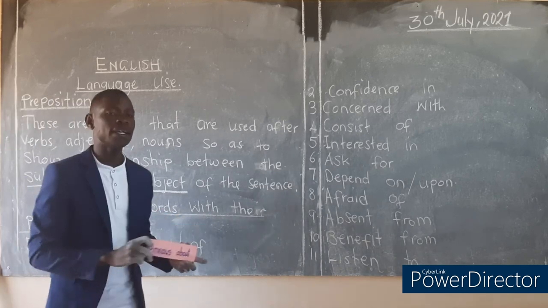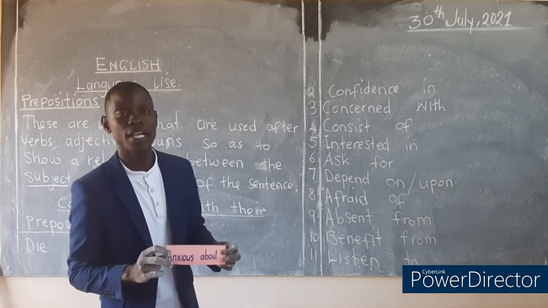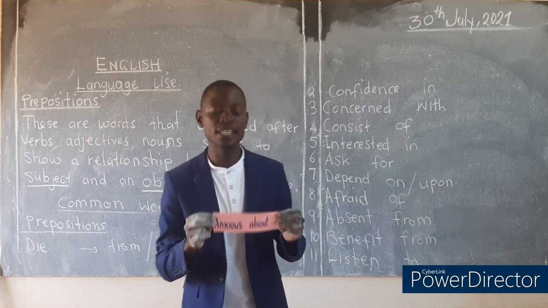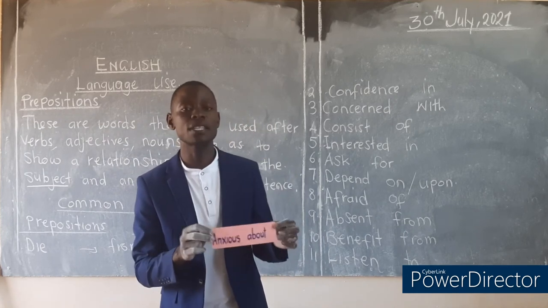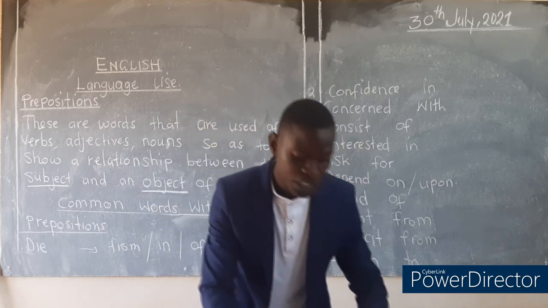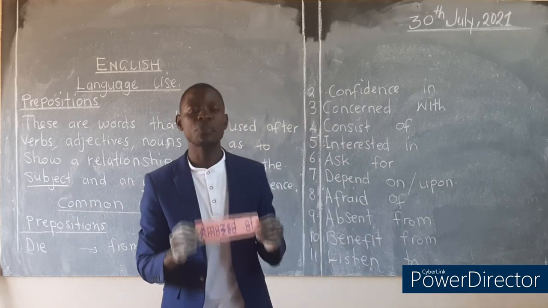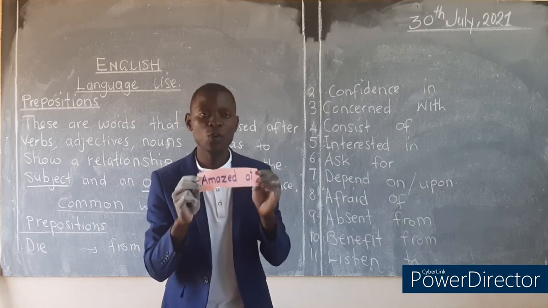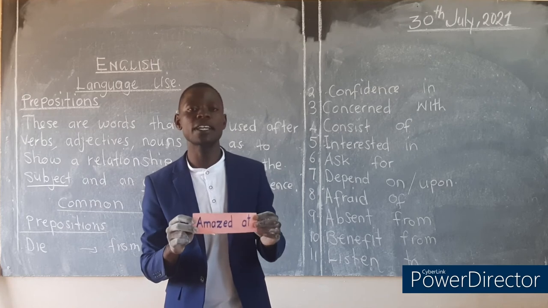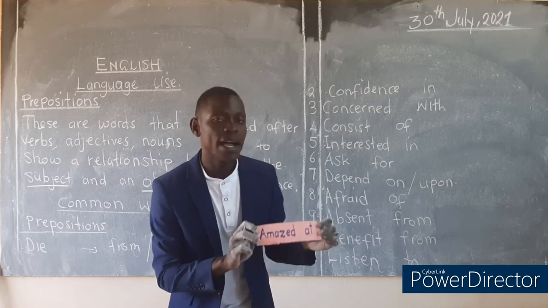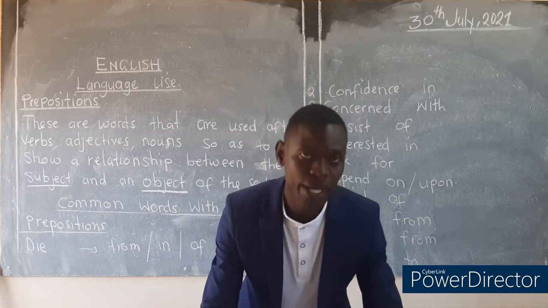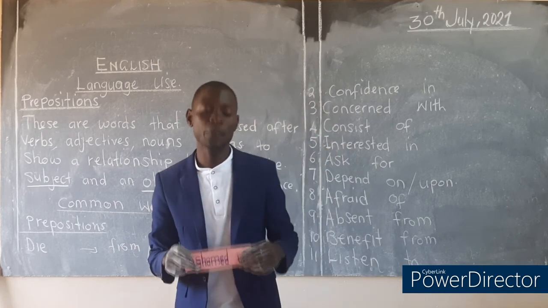So we have another word which is anxious. Anxious. What is the preposition of the word anxious? It is about. Anxious about. We have another one which is amazed. If you are using the word amazed, which preposition can you use? You say, I'm amazed at this. You use the word at, which is the preposition.